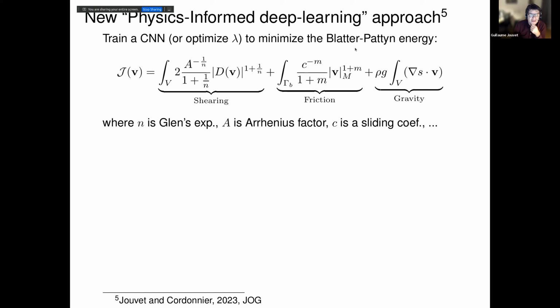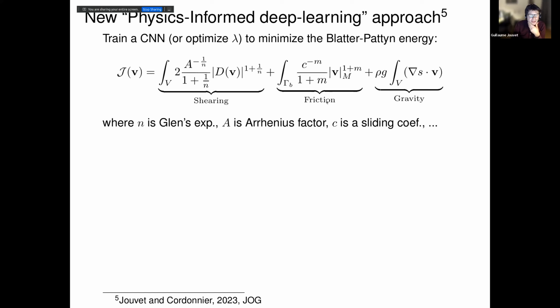The nice thing is that any ice flow model can be written in terms of an energy. So here I basically presented the Blatter-Pattyn model in terms of an energy, where you can see there are three different terms. One corresponds to the ice shearing, one corresponds to the friction, and one corresponds to the gravity. And you recognize some well-known parameters here: Glen exponent, Arrhenius factor, and sliding coefficient.